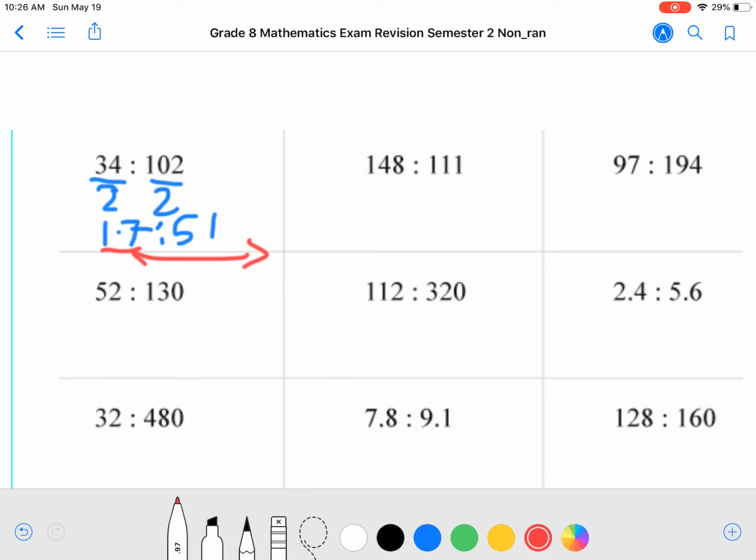The reason I'm drawing the red line is just to write the answer in a different place. 17 divided by 17 and 51 divided by 17. That gives you 1 is to 3. And this is your new answer. So this ratio simplified is 1 is to 3. You can do the rest as practice. I think this is a good way to practice this section.